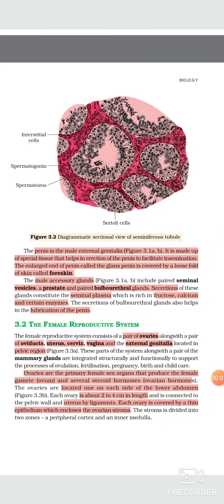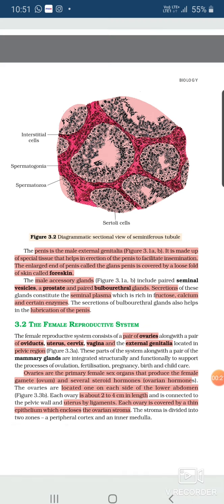Hello students, today in this module we are going to study the topic female reproductive system. The female reproductive system topic is a part of human reproduction, so let's begin. The female reproductive system consists of a pair of ovaries, oviduct, cervix, vagina and external genital.